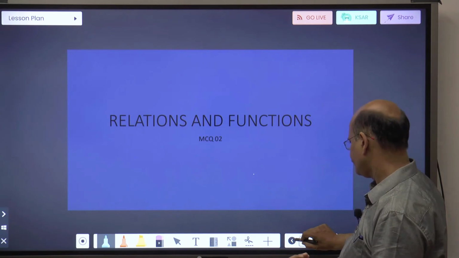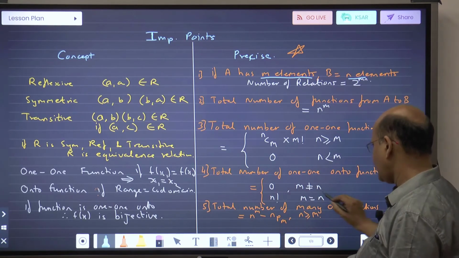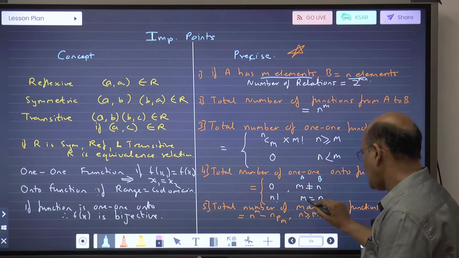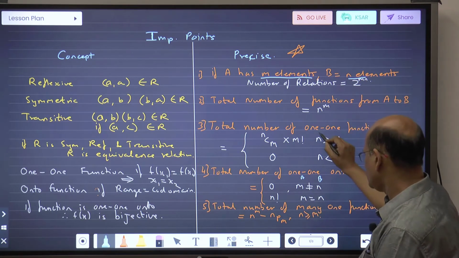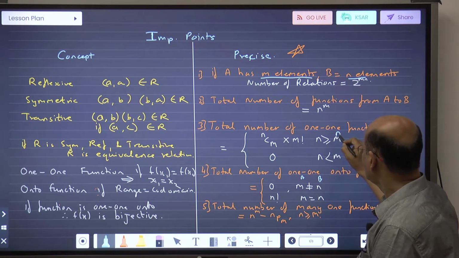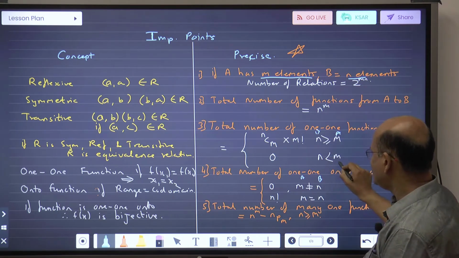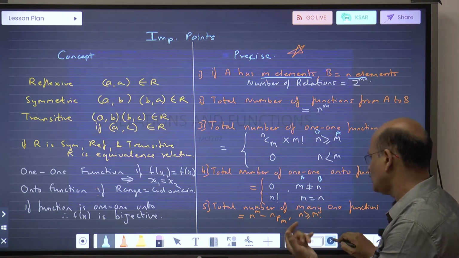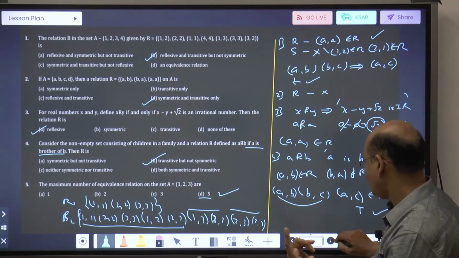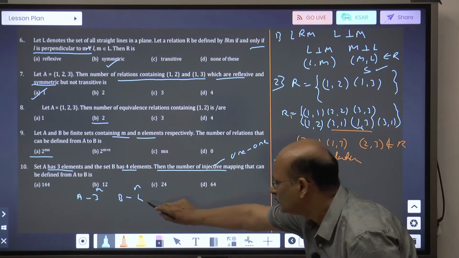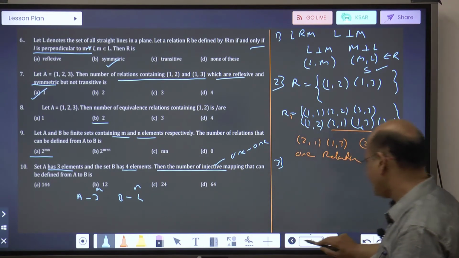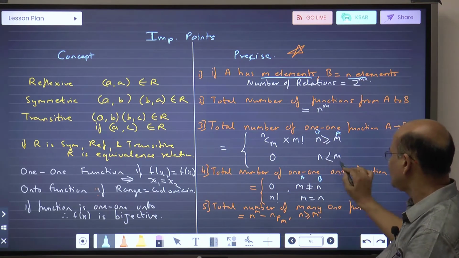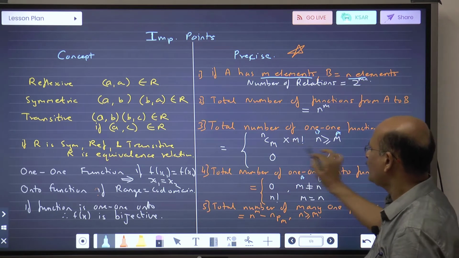Now see, please understand this. This is my A set and this is my B set, keep that in mind. Now in this case they are telling n is less than m, but it's not true. B was 4, so n is greater than m. Correlate here, n is greater than m. So this is not the case, and this is the formula you have to apply.